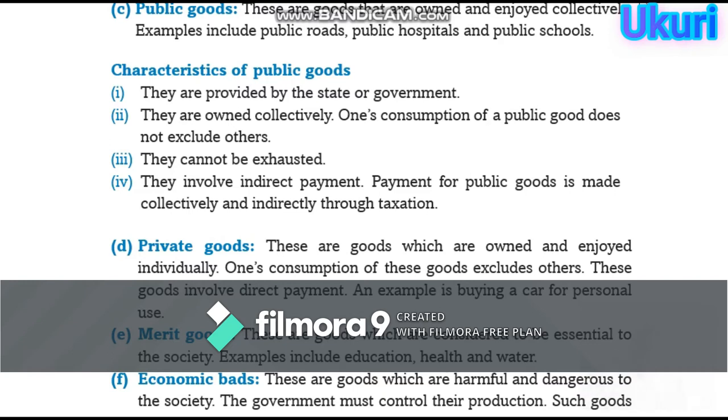They are provided by the state or government. That's the first characteristic. There is no citizen who can provide the roads or public hospitals except the government. Yes, they are provided by the state or government on behalf of citizens. Number two, they are owned collectively. One person's consumption of public goods does not exclude others.